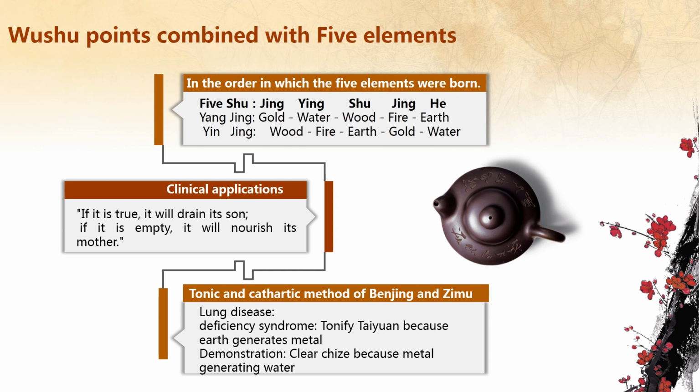Reasonable selection of tonifying and reducing points according to the state of deficiency and excess. For example, if you have lung disease with deficiency syndrome, we can choose to tonify Taiyuan because earth generates metal. When clearing, choose Chize because metal generates water.